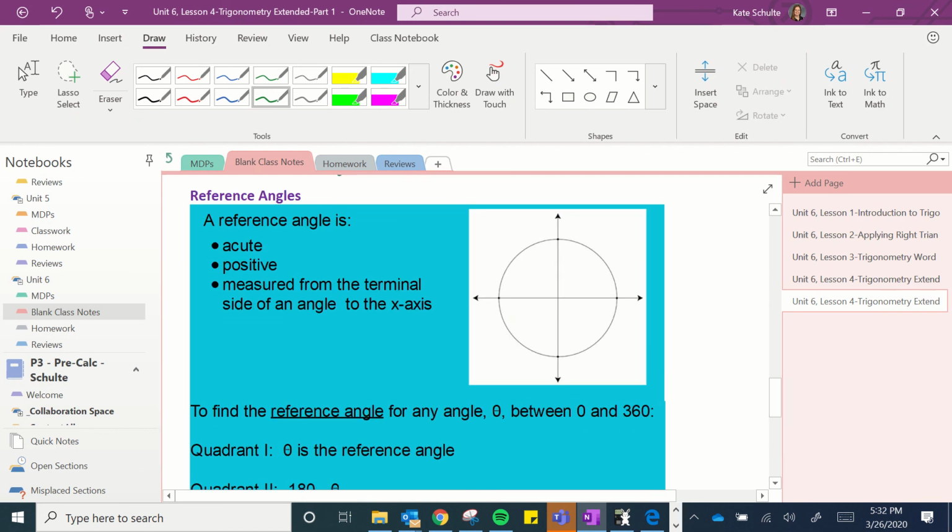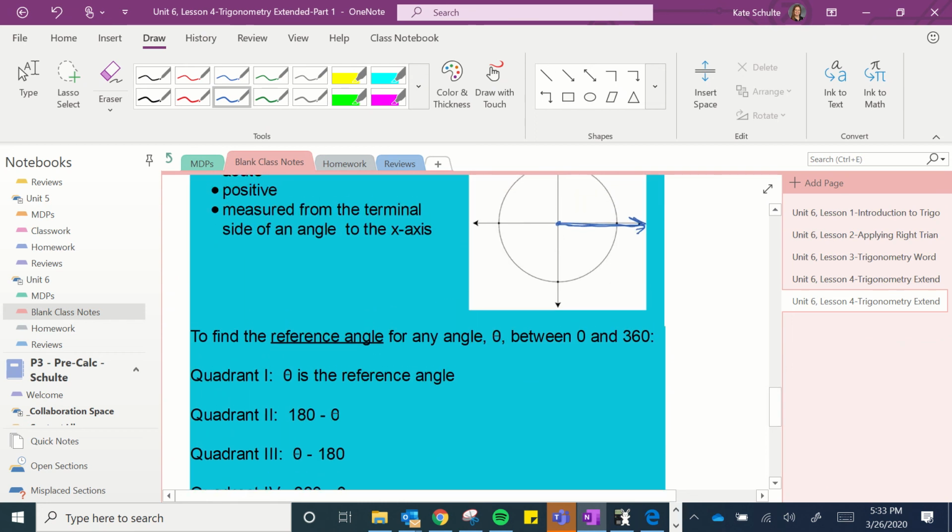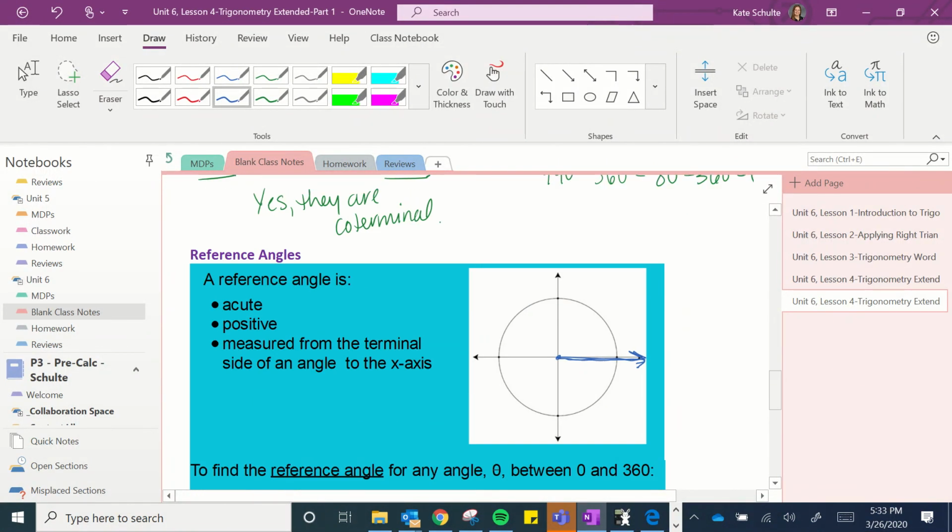Okay, a reference angle is acute, positive. So even if your angle measures negative, reference angles are always positive. And it's measured from the terminal side of the angle to the x-axis. Okay, so we always start, right, with our initial side. So basically, we only use for this the x-axis. I'm only going to be subtracting things from the x-axis. You're never using the quadrantal measures on the y-axis, ever, ever, ever.